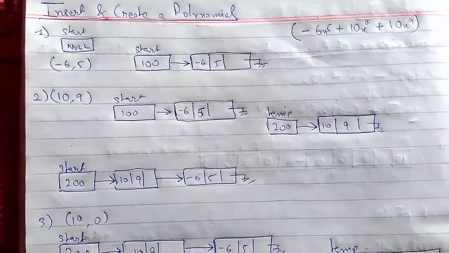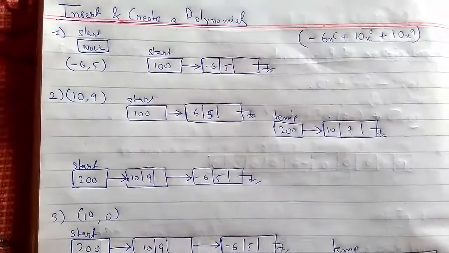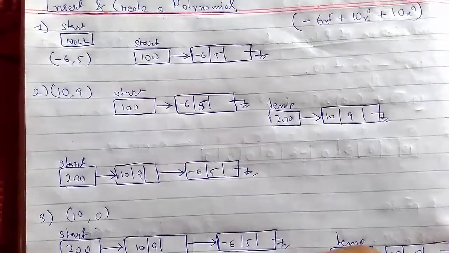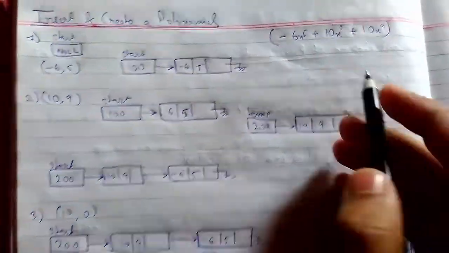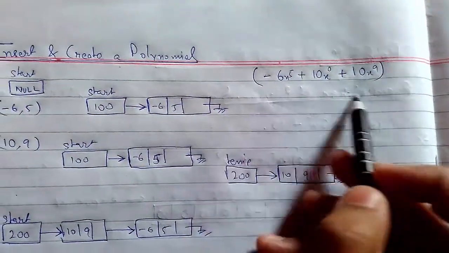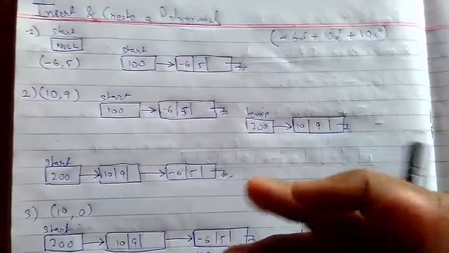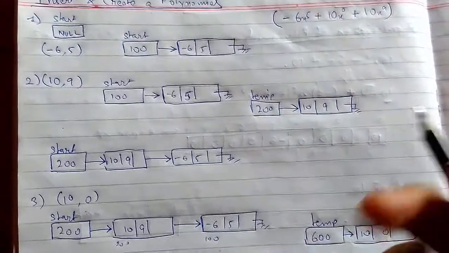Welcome back, guys. Today we'll be continuing data structures and algorithms. We'll be seeing linked lists, and under that we'll be seeing polynomials. Today we'll see how to insert and create a polynomial. We'll understand this by an example. This is the polynomial that we need to insert in our linked list, or store.